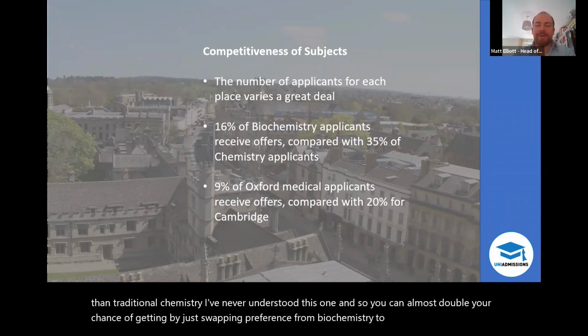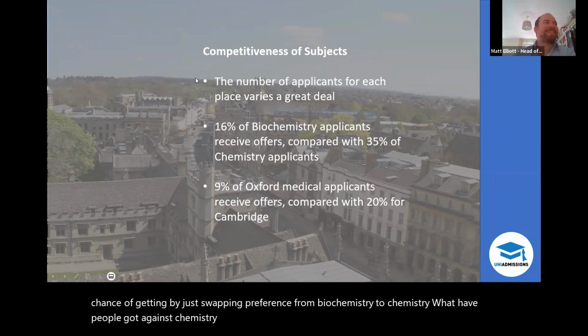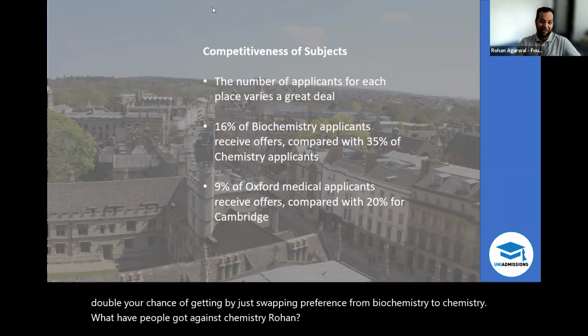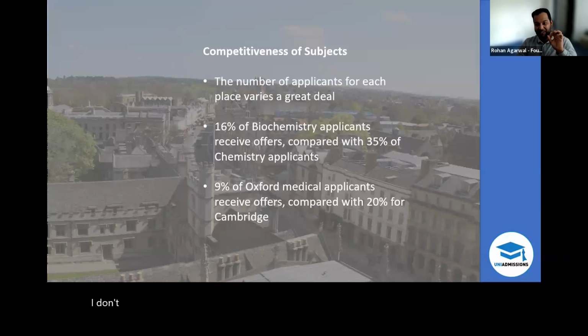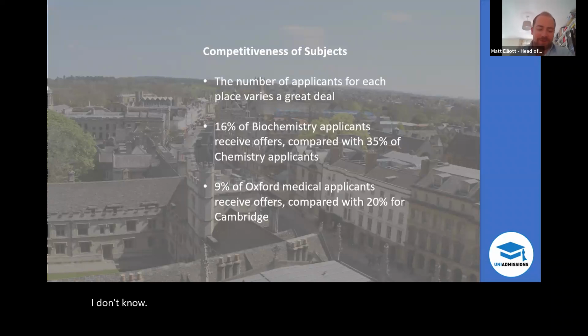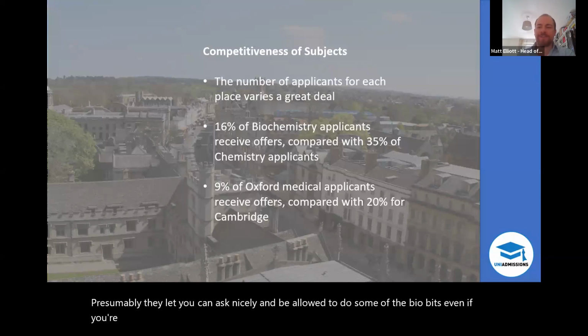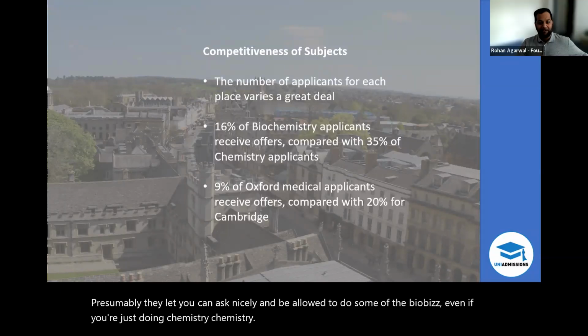What have people got against chemistry, Rohan? I suppose it's just biochemistry is a little bit closer, isn't it, to medicine and sciences. Perhaps chemistry just feels a bit too narrow, whereas biochemistry is, well, I can do kind of two sciences. But I mean, biochemistry is even smaller than chemistry, so I'm not sure. Presumably you can ask nicely and be allowed to do some of the bio bits, even if you're just doing chemistry. Less so at Oxford. I mean, Cambridge is very different. So that might be.